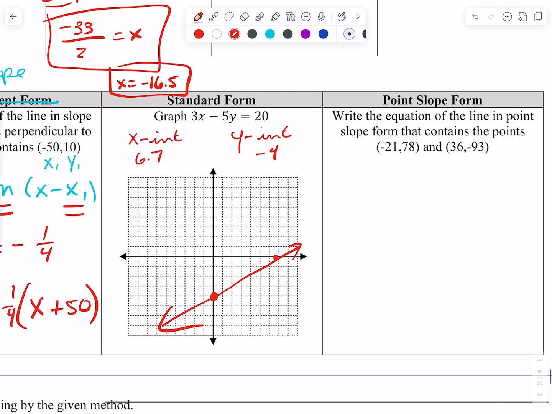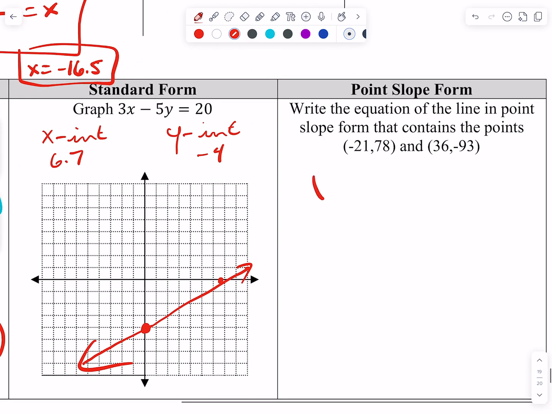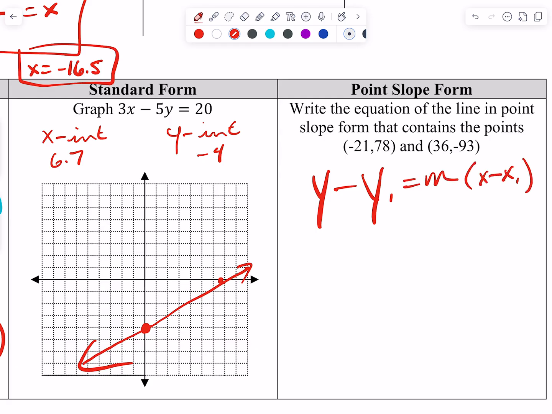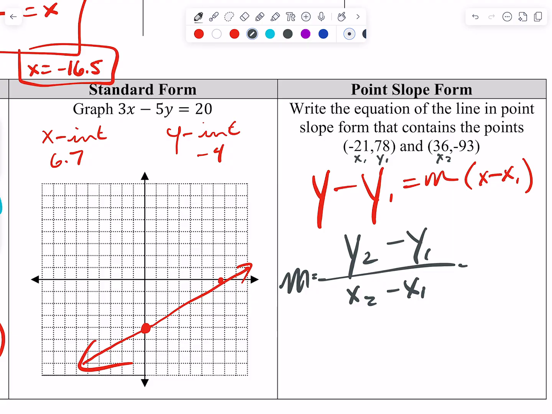Or you could just graph it on Desmos, right? We've already talked about point slope. So we're going to put it in this form. But on this one, you need your slope. So we're going to use the slope formula. So we're going to do y2 minus y1 over x2 minus x1. So we have to find the m first. So we plug this in. Remember, this is x sub 1, y sub 1, x sub 2, y sub 2.